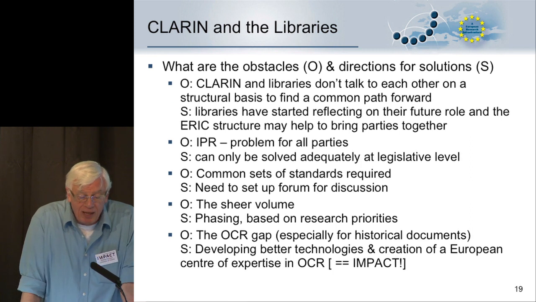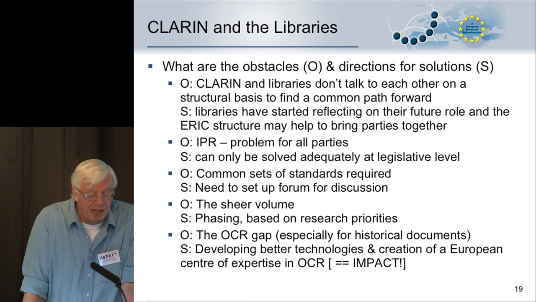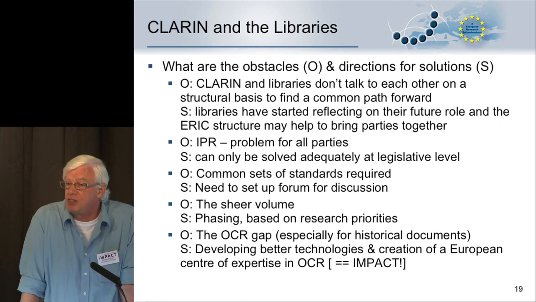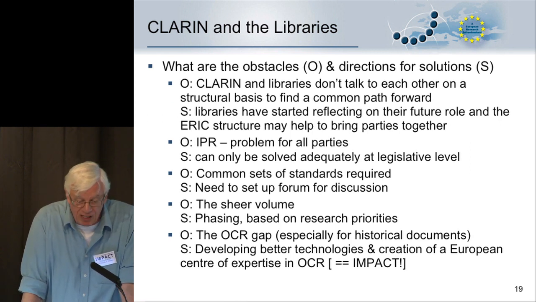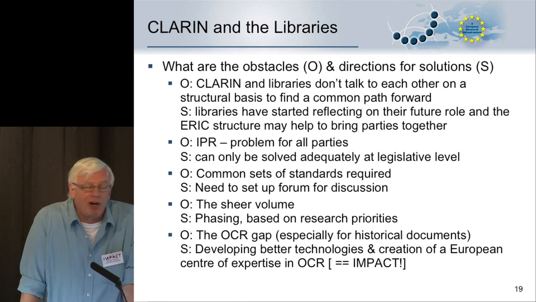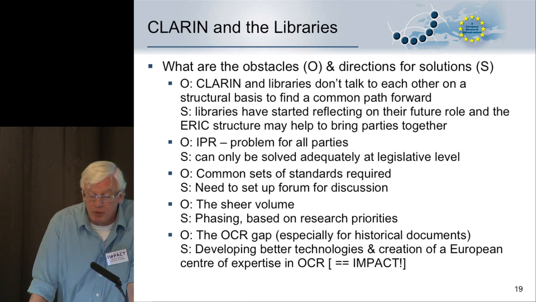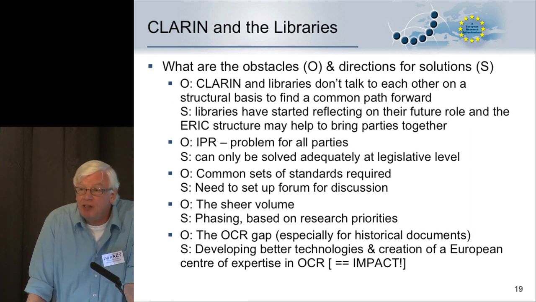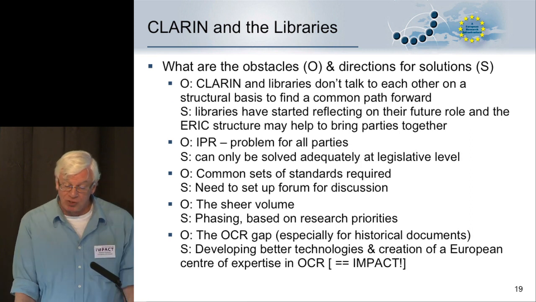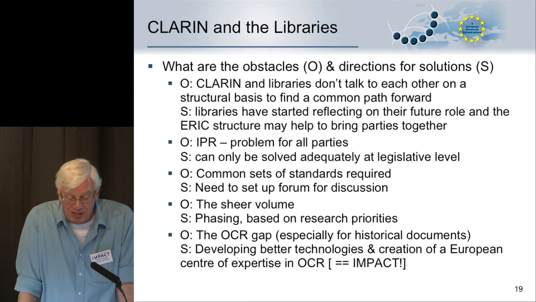Another big problem, and I think in the case of libraries even worse than in the case of the rest of the Clarion data, is intellectual property rights. If you think about books and that sort of thing, that's not a problem that Clarion or the libraries can solve, but it's something that has to be addressed at the level of legislation. And I think it's time the governments and the European Commission take initiatives there, because I think that's entirely in their hands and not in ours.